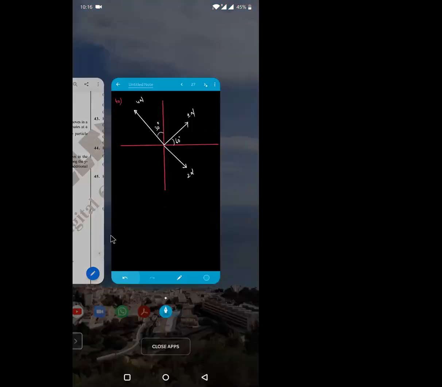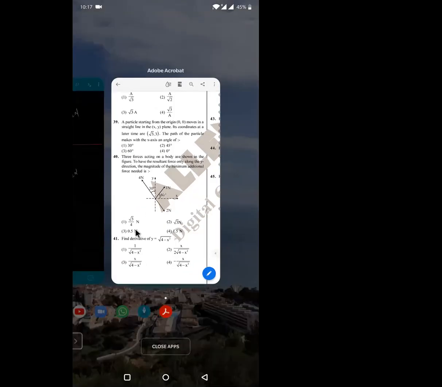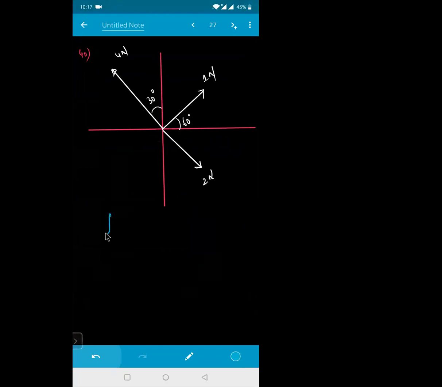Listen to the question carefully once again. Three forces are acting on a body as shown in the figure. To have the resultant force only along y direction, that means I need to have force only along y direction. The magnitude of the minimum additional force needed is how much? That means whatever forces I have along the x-axis, that must become 0. So what we'll do is first resolve all the forces along x and y axis.